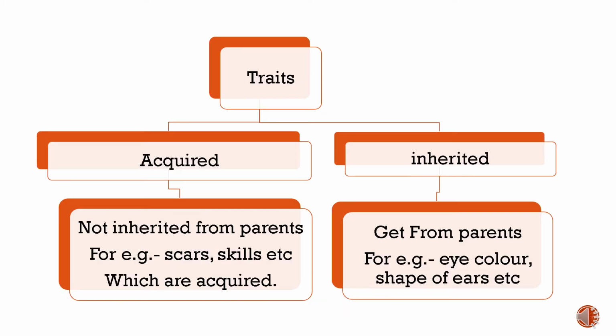On the basis of inheritance, traits are divided into two parts. First, acquired traits. Second, inherited traits. Acquired traits are those traits which we acquire after birth, for example, scars, skills, etc. Inherited traits are those traits which we get from our parents. Example: our eye color, shape of our ear, skin tone, hair type, etc.